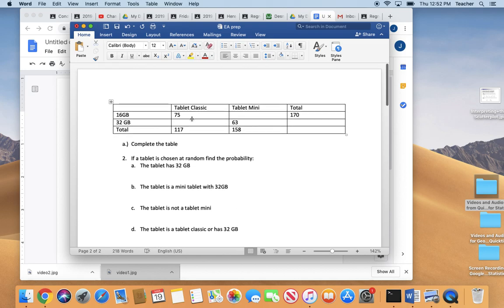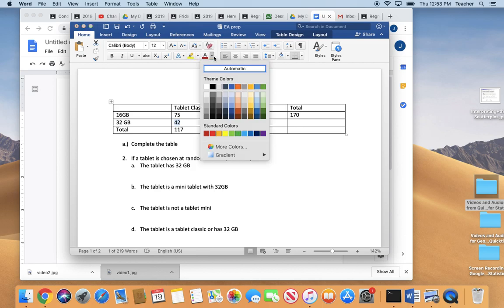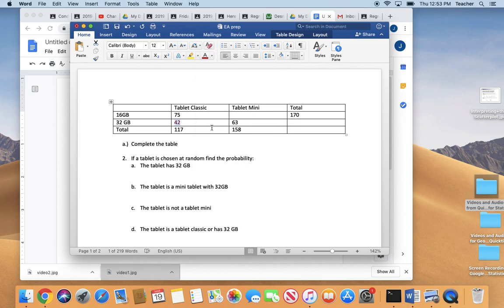Keep going down there. So you know here that the total of the tablet classic, 75 plus whatever this is, has to be 117. So if I take 117 and I subtract 75, that gives me 42. So right here in this column, I'll change, I had to put in 42.